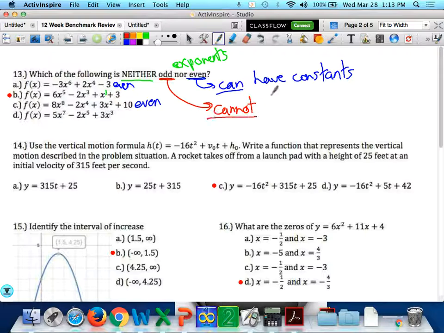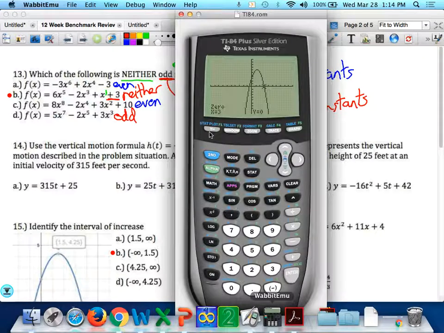Odd cannot have a constant. That's what differentiates option B and option D. Option D does not have a constant, which is making it an odd function. Option B has a constant, which means it's neither, because it looks like an odd function because of the exponents, but the constant causes it to not be an odd function.